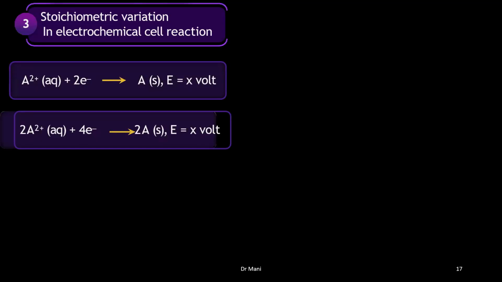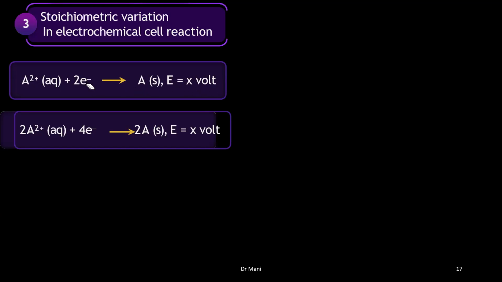For suppose you see here, stoichiometric variation in electrochemical cell reaction. A2+ + 2e- gives A. 2A2+ + 4e- gives 2A. But E is equal to X volt in both. What did you understand here? For the first reaction, what's happening? There is an aqueous metal ion. That aqueous metal ion receives 2 electrons and converts into A, the solid metal. So what is this reaction, oxidation or reduction?